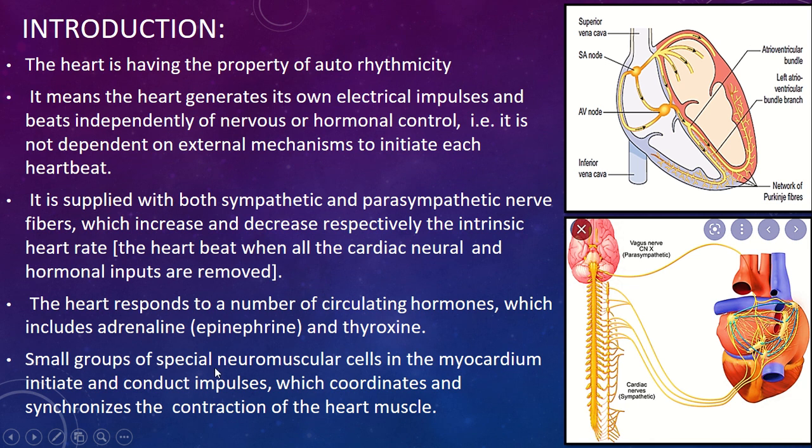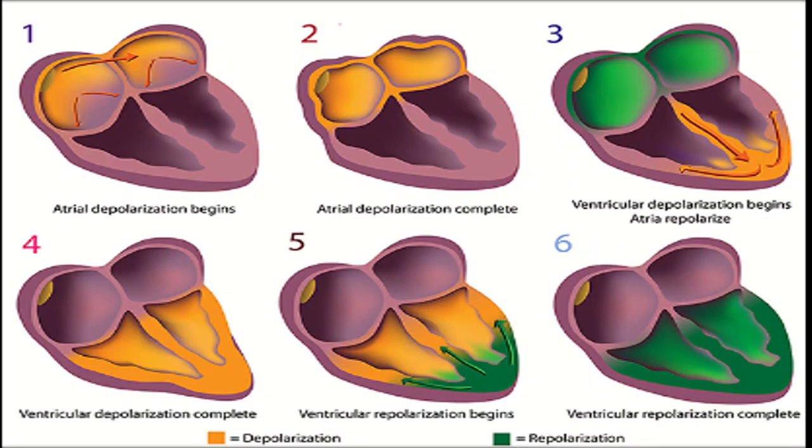Small groups of specialized neuromuscular cells in the myocardium initiate and conduct impulses which coordinate and synchronize the contraction of the heart muscle. So there are small groups of special neuromuscular cells which also conduct the impulses of the heart. We'll see that later. I'm just giving you this diagram for understanding and I'll explain it later.